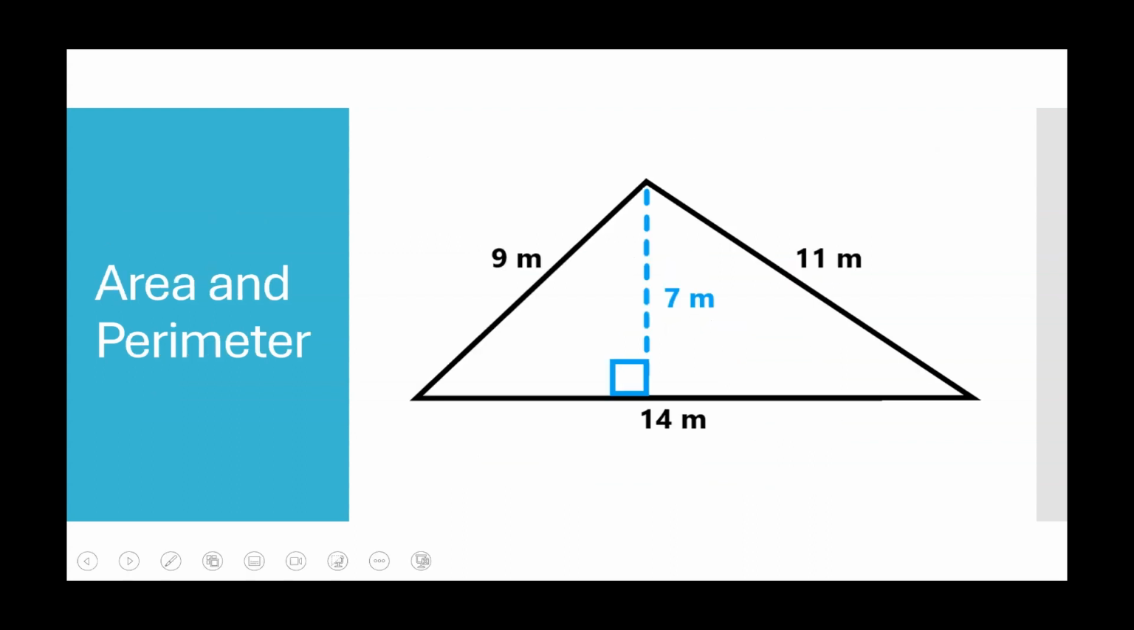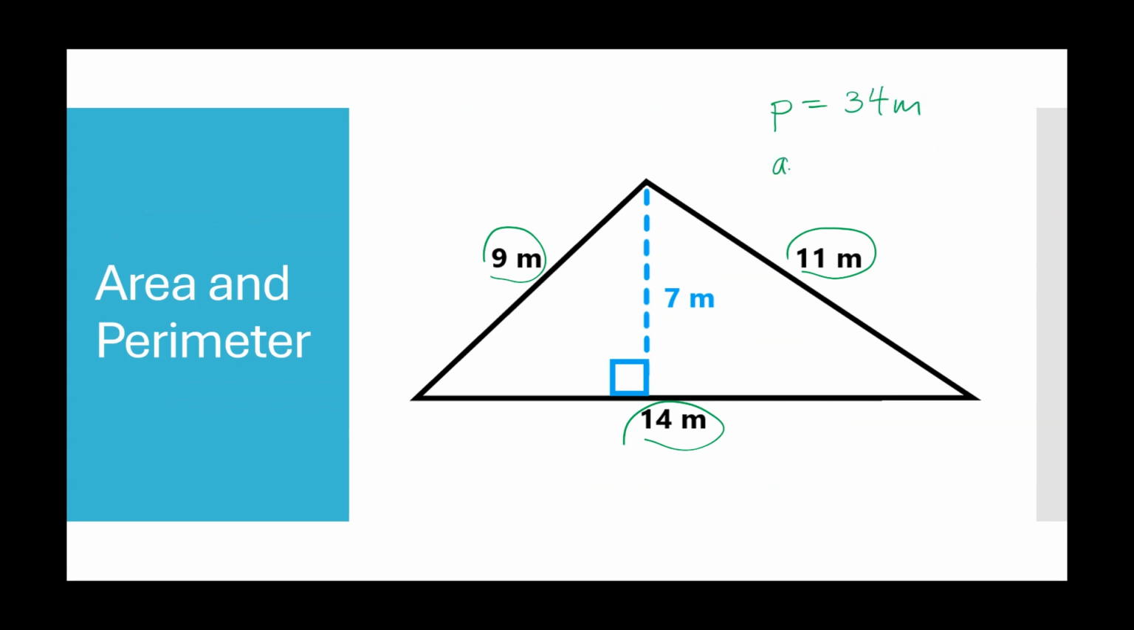All right, let's do the perimeter of this triangle. We're going to add up around the outside. 9 plus 11 plus 14 around the outside every time. We get 9 plus 11 is 20, plus 14 is 34 meters.